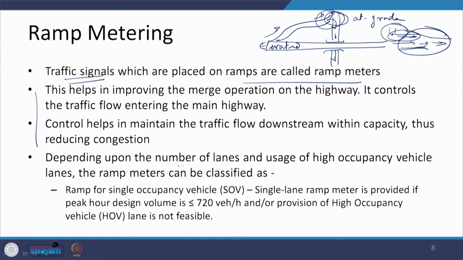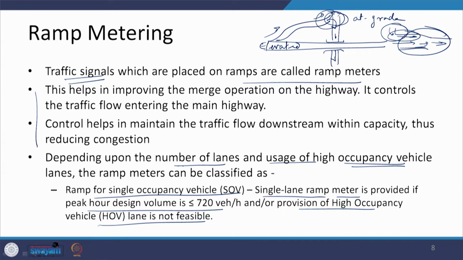Now, it depends on the number of lanes and the usage of high occupancy vehicles. There can be two different categories of vehicles, single occupancy and high occupancy vehicles. So, we have these different vehicles and the number of lanes on the ramp, and on the basis of that this categorization is there. What it says is, for the ramp for single occupancy vehicles, if it is a single lane ramp meter, then the peak hour design volume is less than 720 vehicles per hour, or the provision of a high occupancy vehicle lane is not feasible. So, we are going to provide a ramp only for SOV.